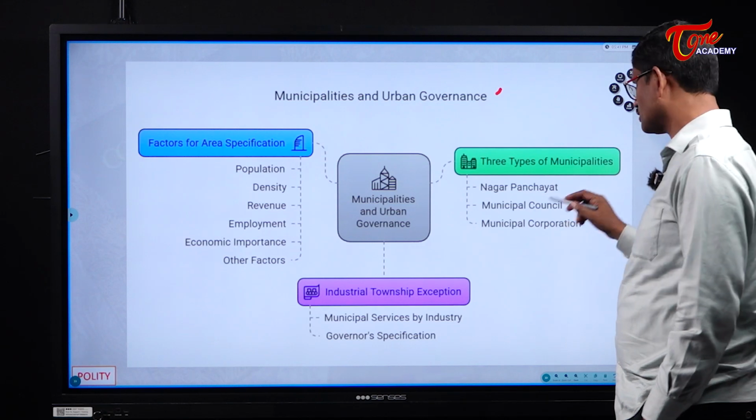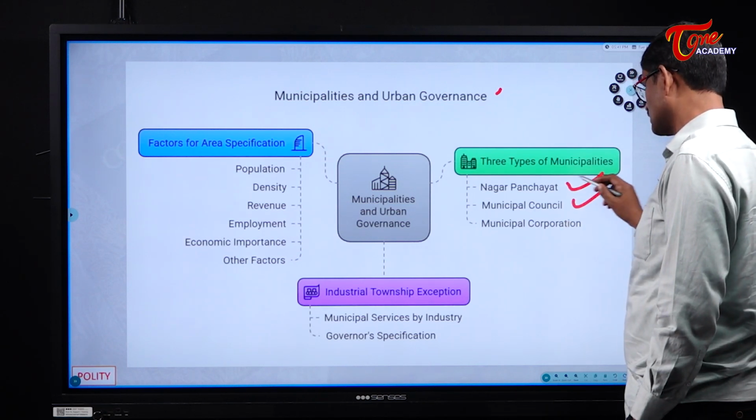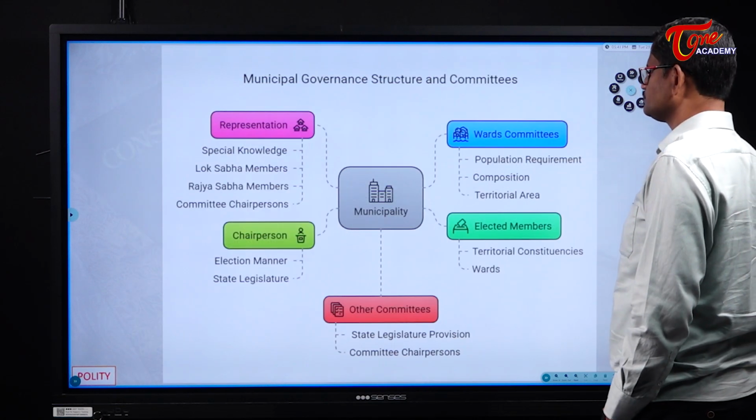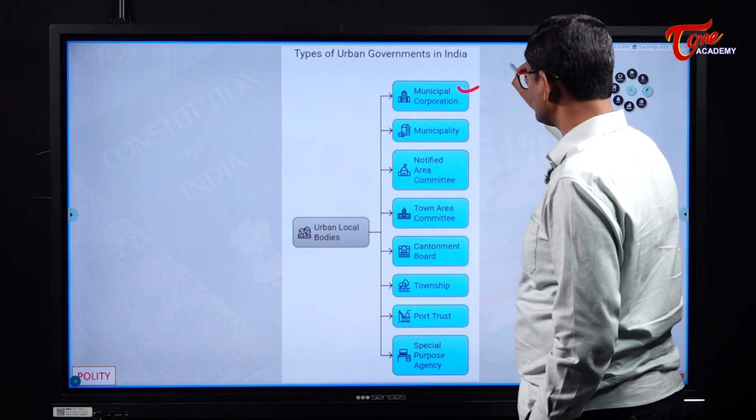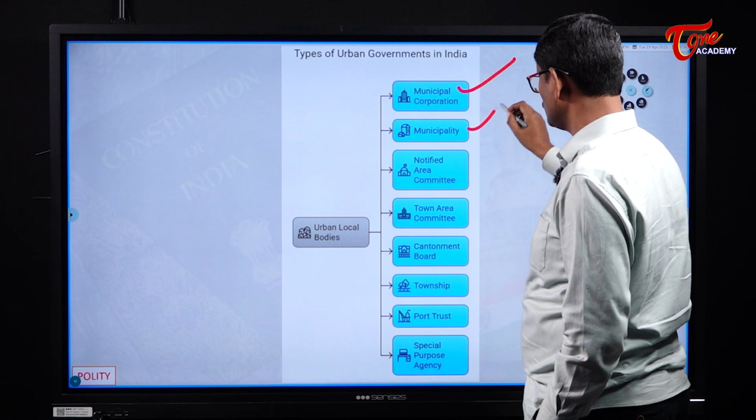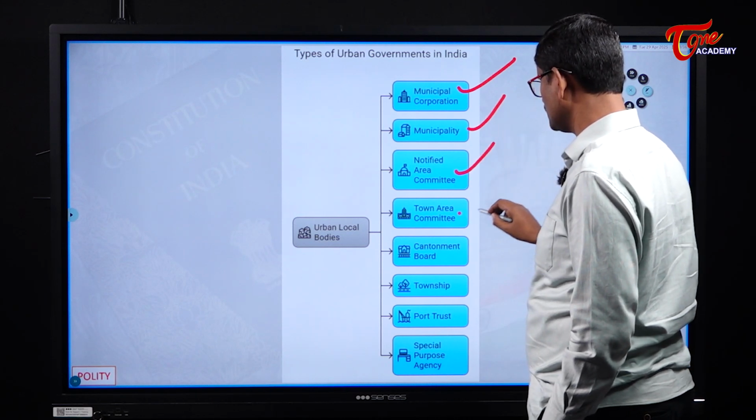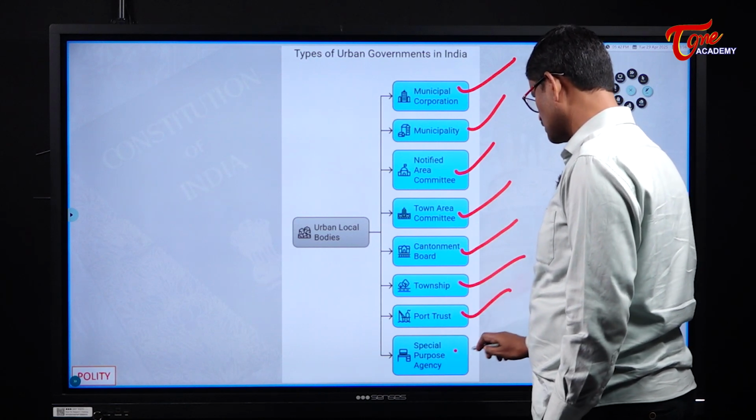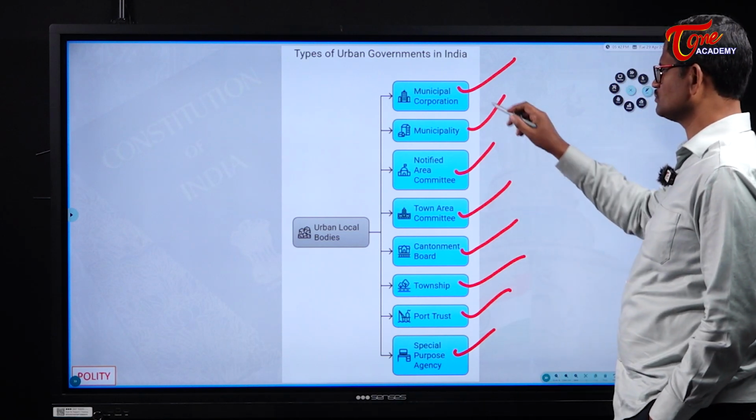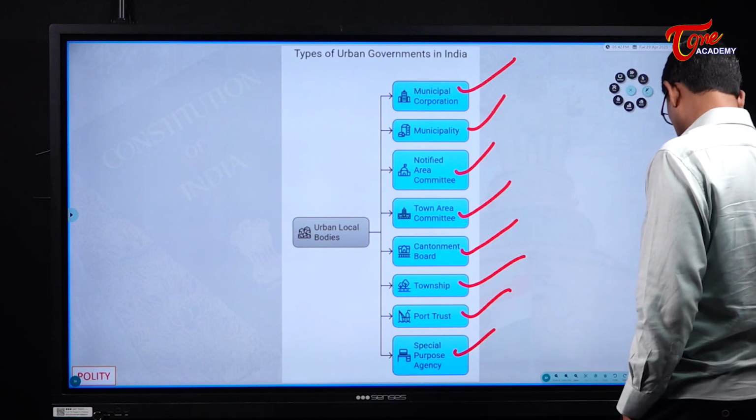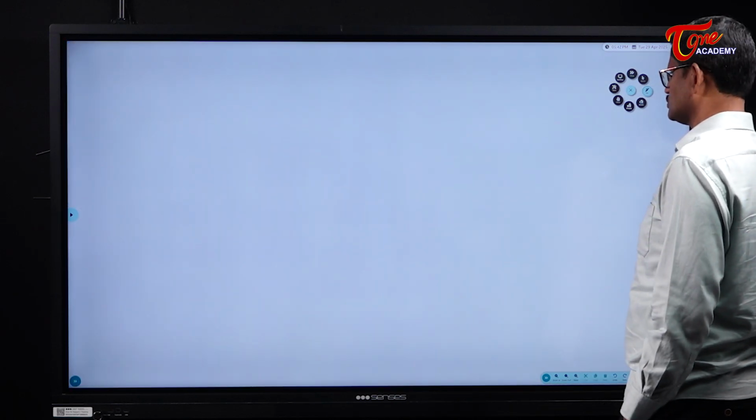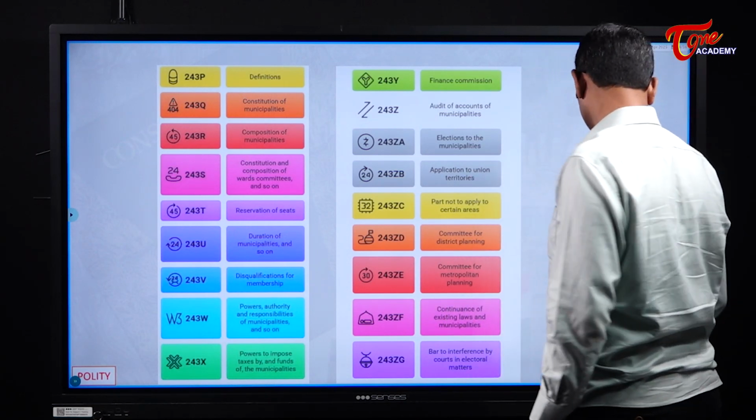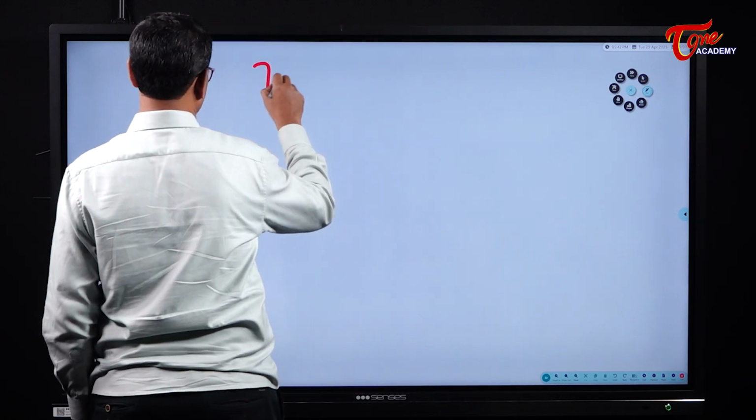The 74th Amendment to the Indian Constitution provided for three kinds of urban local bodies: Nagara Panchayat, Municipal Council and Municipal Corporation. So in India we have the following kinds of urban local bodies: Municipal Corporation, Municipality, Notified Area Committee, Town Area Committee, Cantonment Board, Township, Port Trust, Special Purpose Agency. Among these, we will discuss Municipal Corporation, Municipality and Nagara Panchayat as part of the 74th Amendment to the Indian Constitution. So these are the articles in the 74th Amendment to the Indian Constitution.